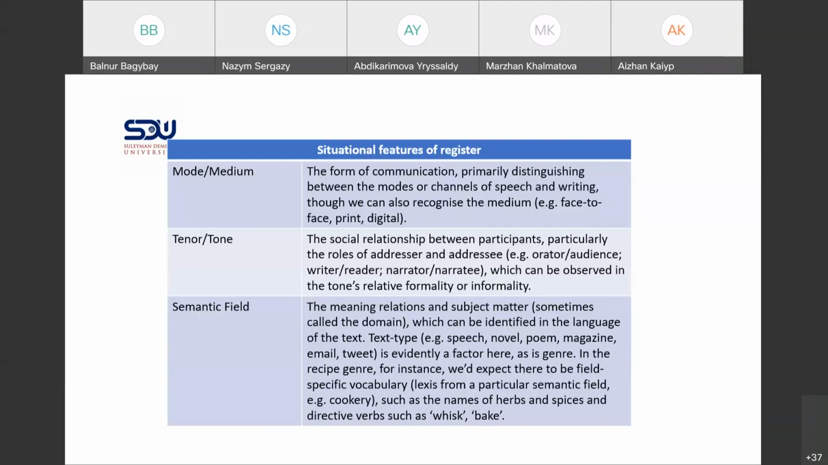For instance, in the recipe genre, we expect there will be specific vocabulary for the recipe. For instance, we name the things that help us to cook or to bake, like whisk, or coriander, bake. So we are expecting the specific lexis from the particular genre's particular register.